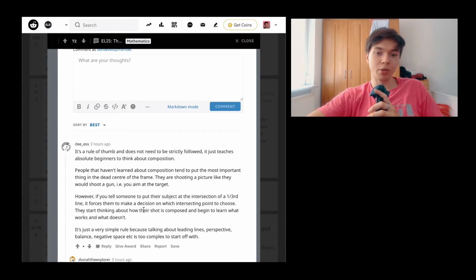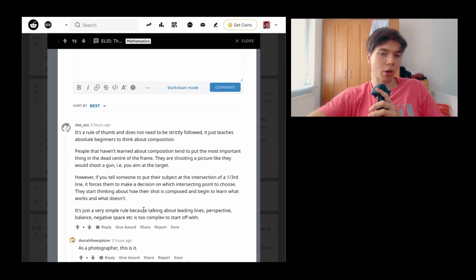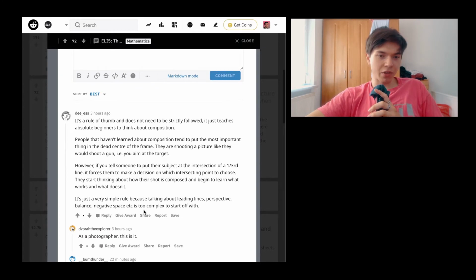However, if you tell someone to put their subject at the intersection of the third lines, it forces them to make a decision which intersection points to choose. They start thinking about how their shot is composed and begin to learn what works and what doesn't. It's just a very simple rule because talking about leading lines, perspective, balance, negative space, etc. is too complex to start off with.